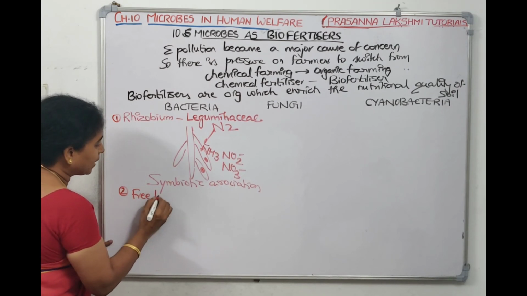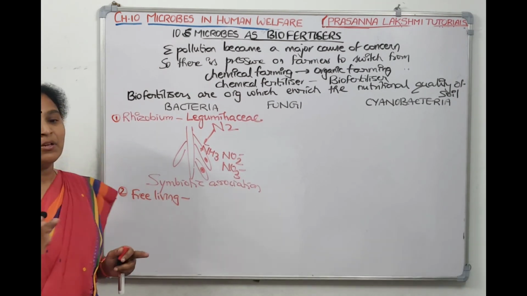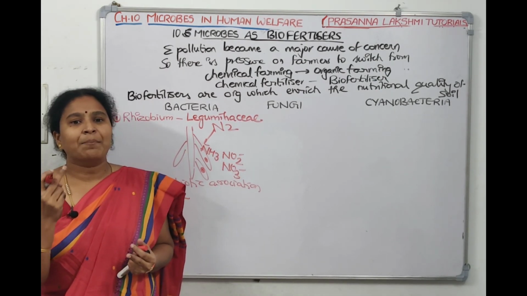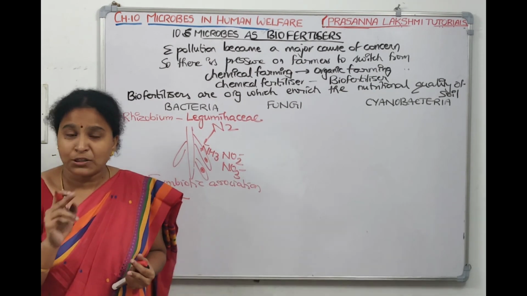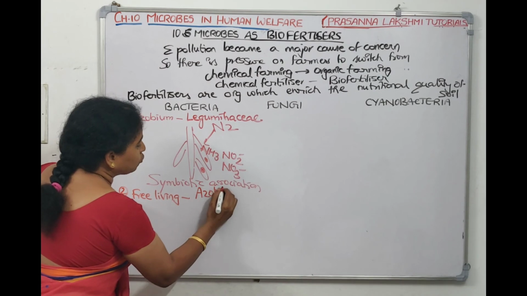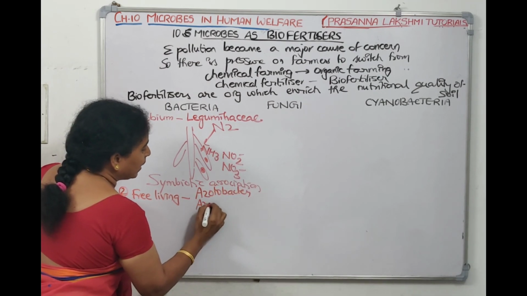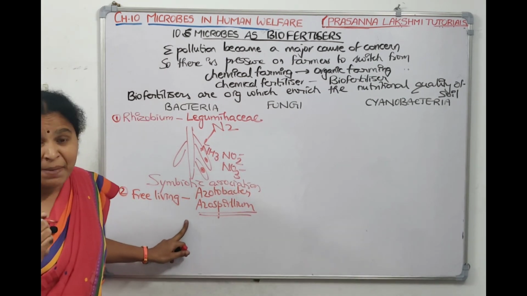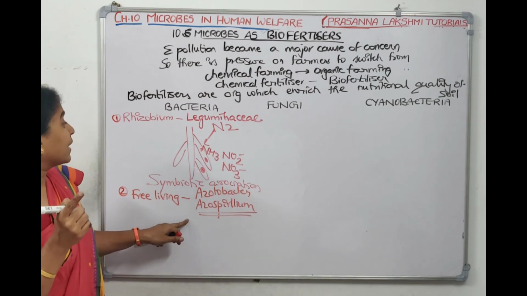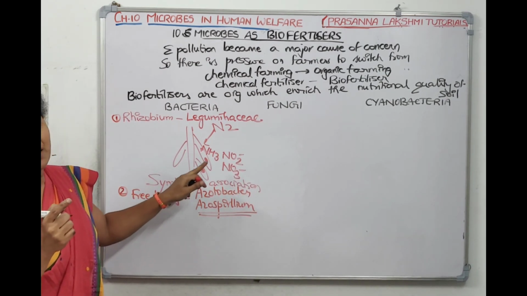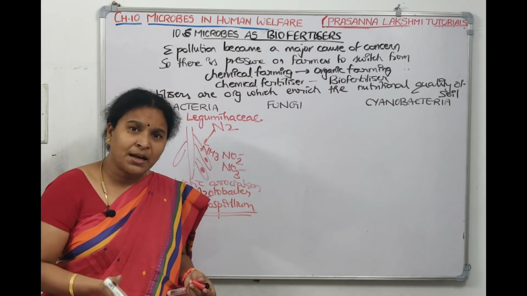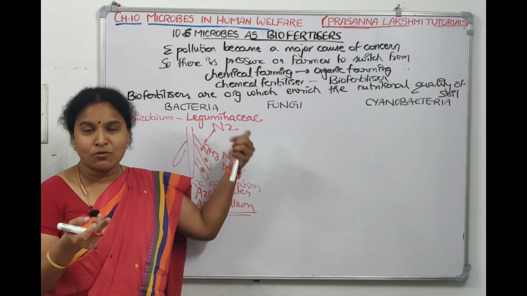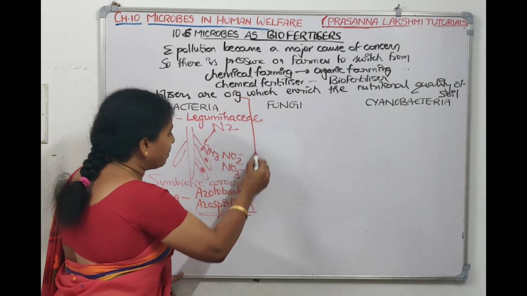Under free living, the examples of free-living bacteria are Azotobacter and Azospirillum, which can do nitrogen fixation. Rhizobium is an example of symbiotic bacteria which can do nitrogen fixation. Why buy urea? Why can't we use Rhizobium? Why can't we use Azotobacter and Azospirillum, which can also do the same function? So this is the concept of biofertilizer.